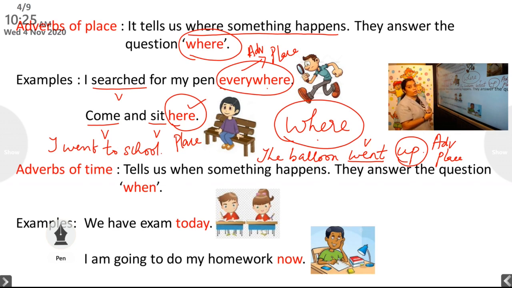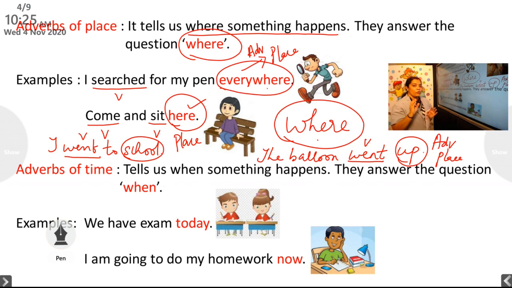I went to school. Again, went is the verb. Where did you go? You got the answer. Yes, school. Where did you go? School. So this is again adverb of place.